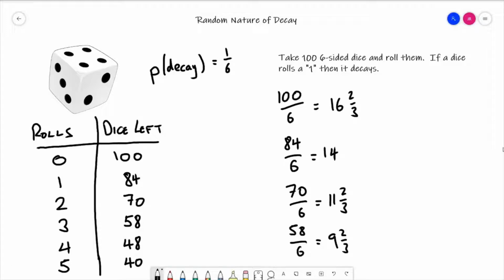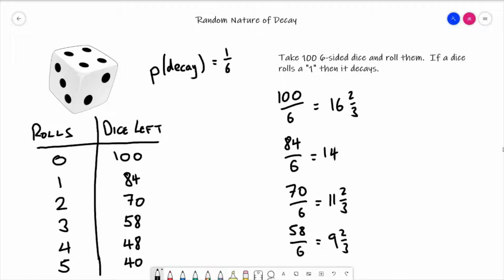Now, admittedly, those numbers that I've chosen there are slightly idealised. I chose them at different places to actually make our maths work out a little bit better. But hopefully you've got enough of an understanding of probability from maths lessons to know that if we repeated this experiment over and over and over again with 100 dice and kept on rolling them, eventually we would average out to something very similar to the numbers that we've got there with a sixth decaying every time.